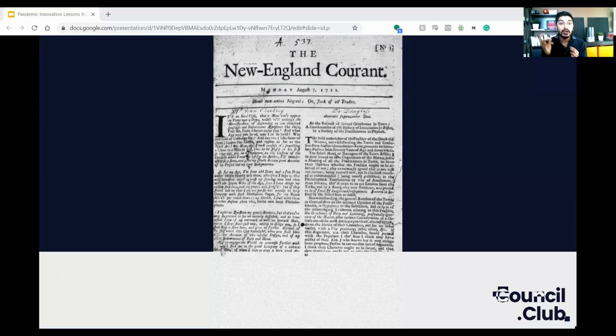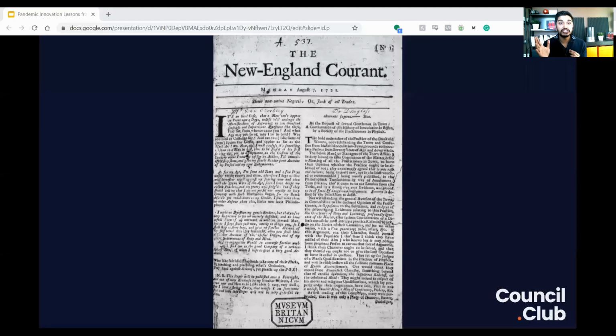This smallpox epidemic led to the rise of the New England Courant, a new industry, and at the same time, it eventually helped in the subsequent decade for Edward Jenner to introduce the first smallpox vaccine. So as you can see, this is how one recession, one pandemic, impacted the innovation and birthing of a new industry. So that is number one.